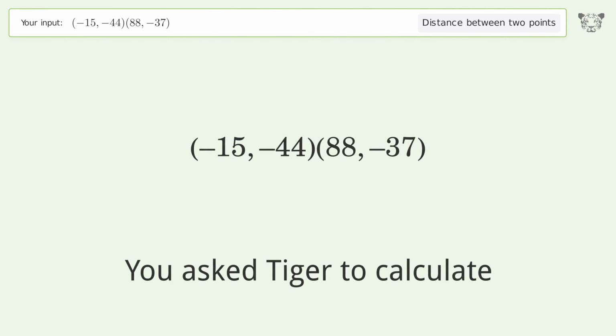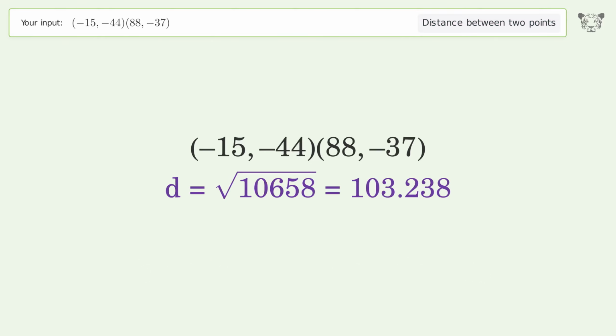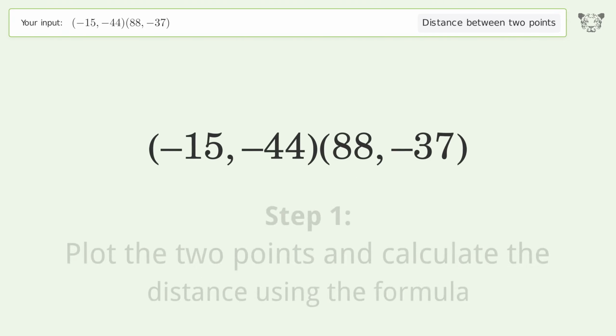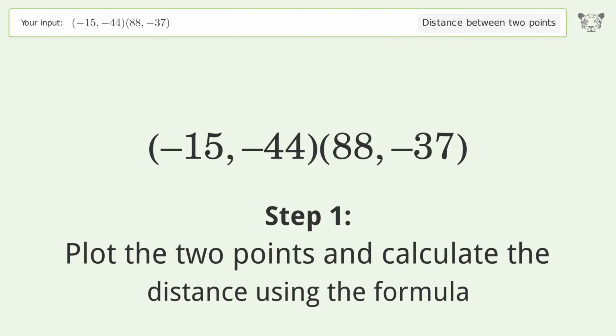You ask Tiger to calculate. This deals with the distance between 2 points. The distance between the 2 points is the square root of 10,658, or 103.238. Let's solve it step by step. Plot the 2 points and calculate the distance using the formula.